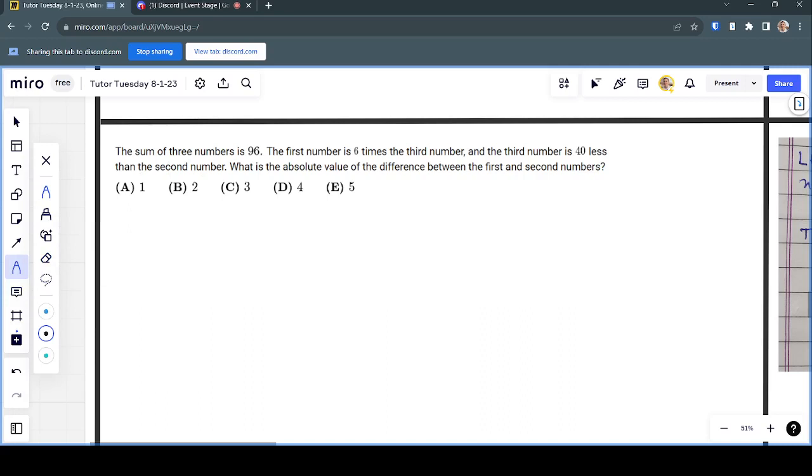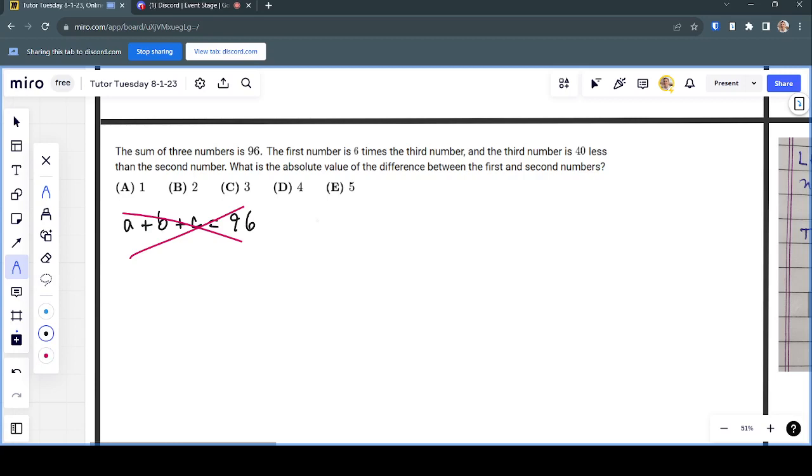This one says that the sum of three numbers is 96. The first number is 6 times the third number, and the third number is 40 less than the second number. What is the absolute value of the difference between the first and the second numbers? Okay, so it won't do us much good to write something like a plus b plus c equals 96, just because we have three variables and one equation.